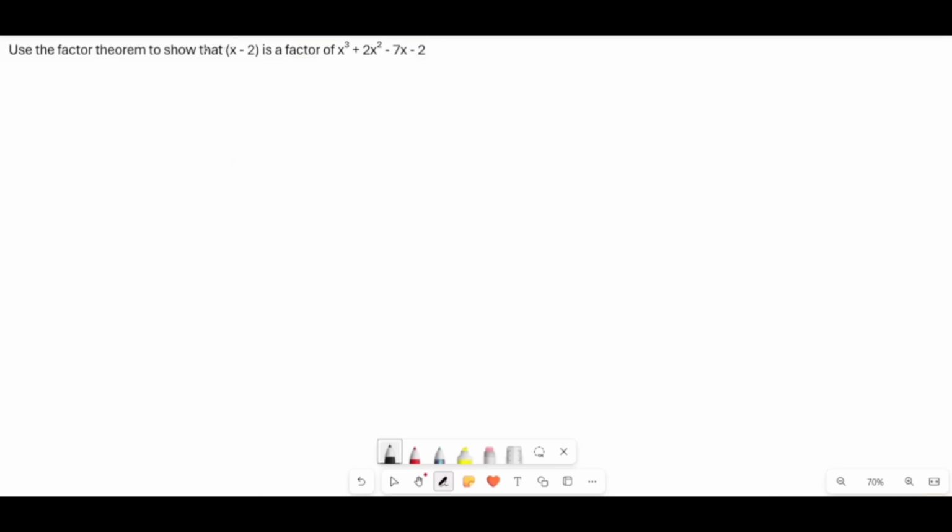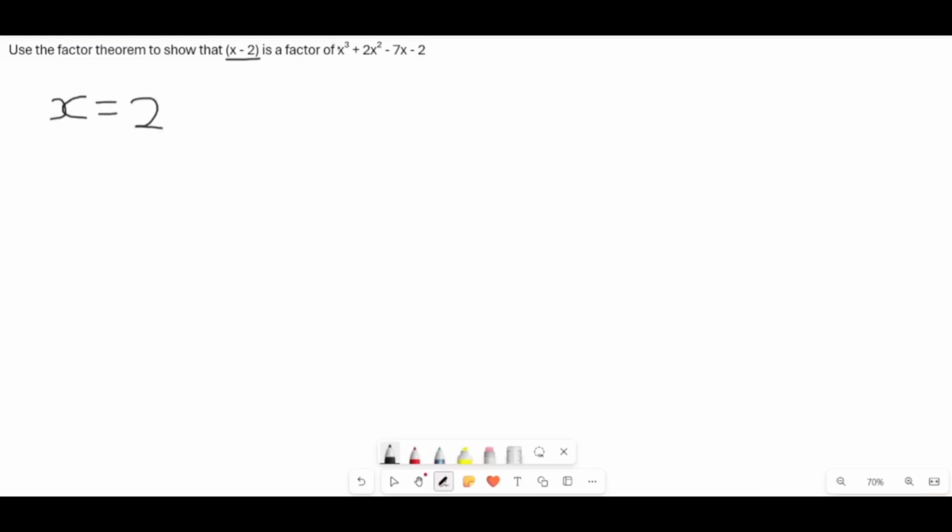But without further ado, use the factor theorem to show that x minus 2 is a factor of x cubed plus 2x squared minus 7x minus 2. What we want to do first is this bracket here, we're going to set it equal to 0. Now what value of x will make it equal to 0? 2.